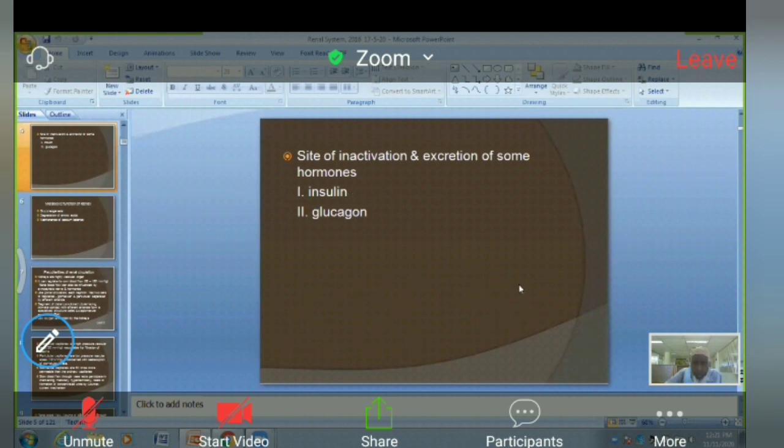Is it clear? In diabetes, the ratio changes: 40% is inactivated in the liver and 60% in the kidneys. Is it clear? So these are the hormones that are inactivated and excreted in the kidneys: insulin, glucagon.